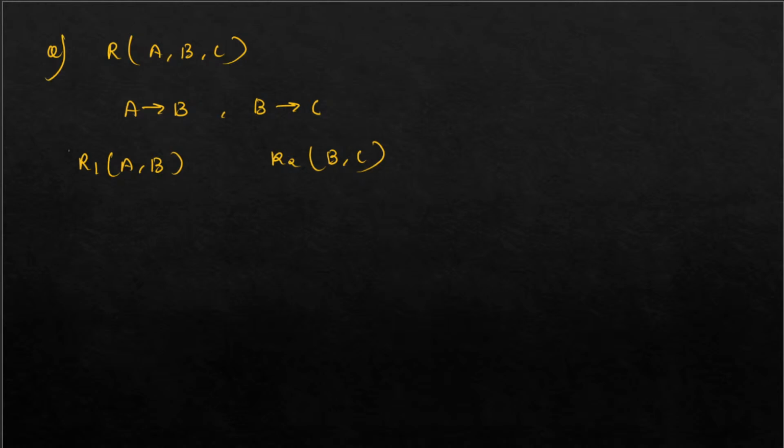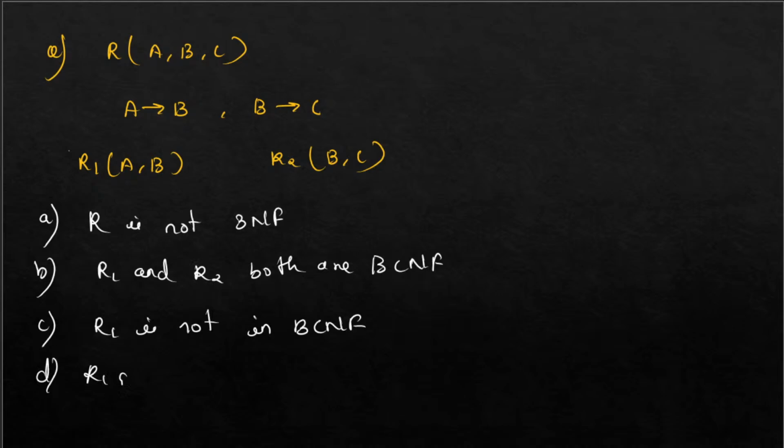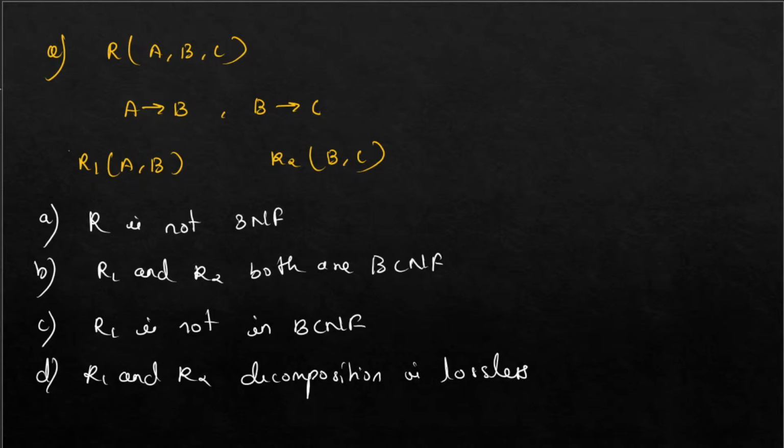So what will be the solution? There are options also. A: R is not in 3NF. B: R1 and R2 are both in BCNF. C: R1 is not in BCNF. D: the decomposition of R1 and R2 is lossless. The correct options for this question are A, B and D.